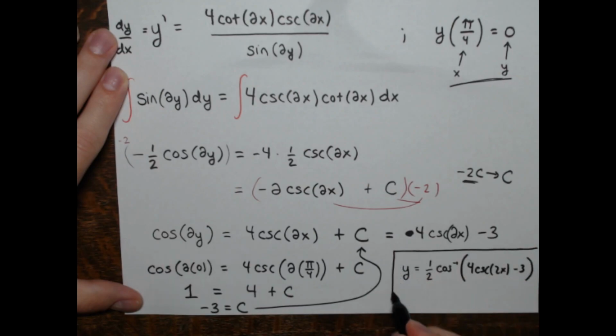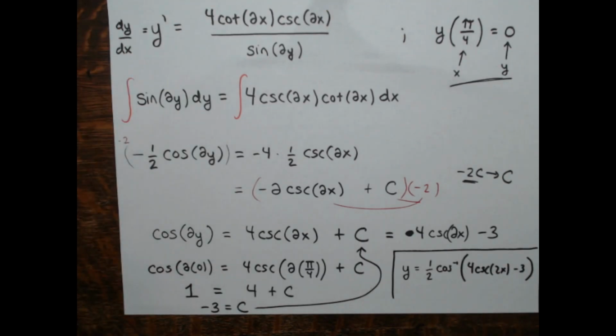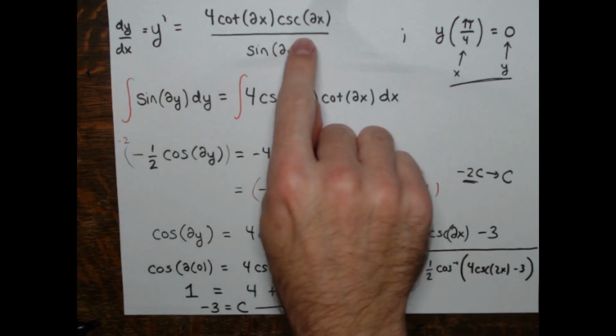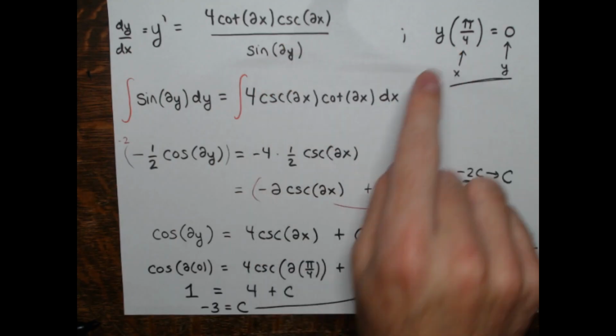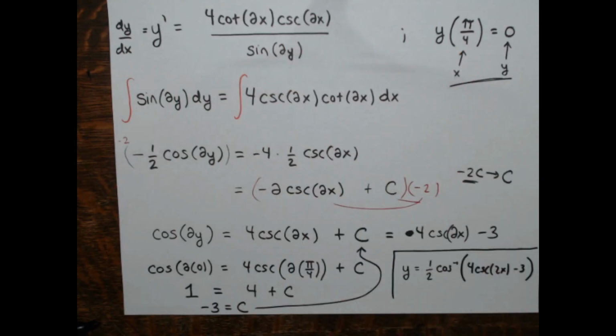So I know that's kind of tiny there, but this is half of the inverse cosine or arc cosine of 4 cosecant of 2x minus 3, all inside the inverse cosine there. And that's what I'm going to be typing. That function of x would satisfy the initial equation and the initial condition.